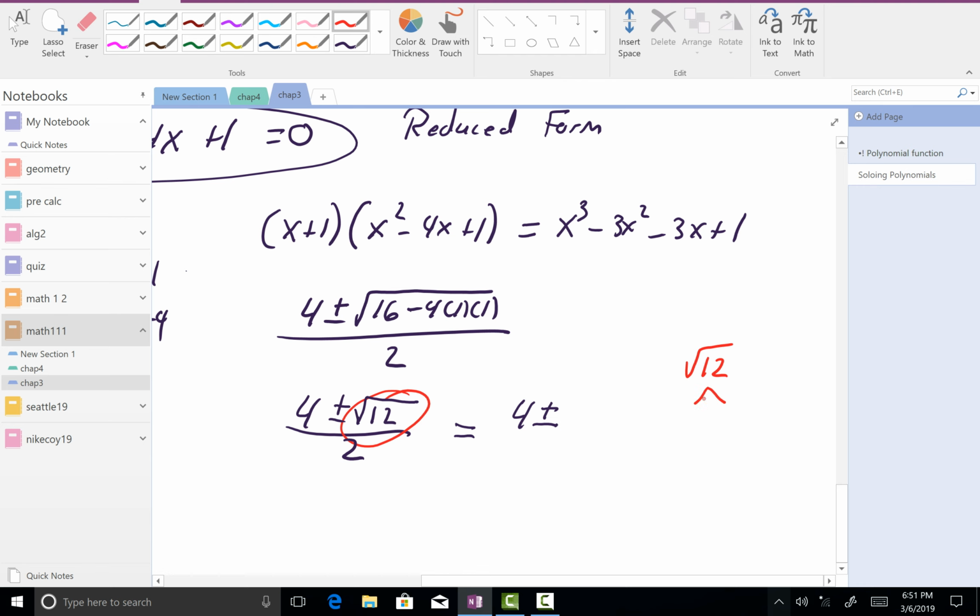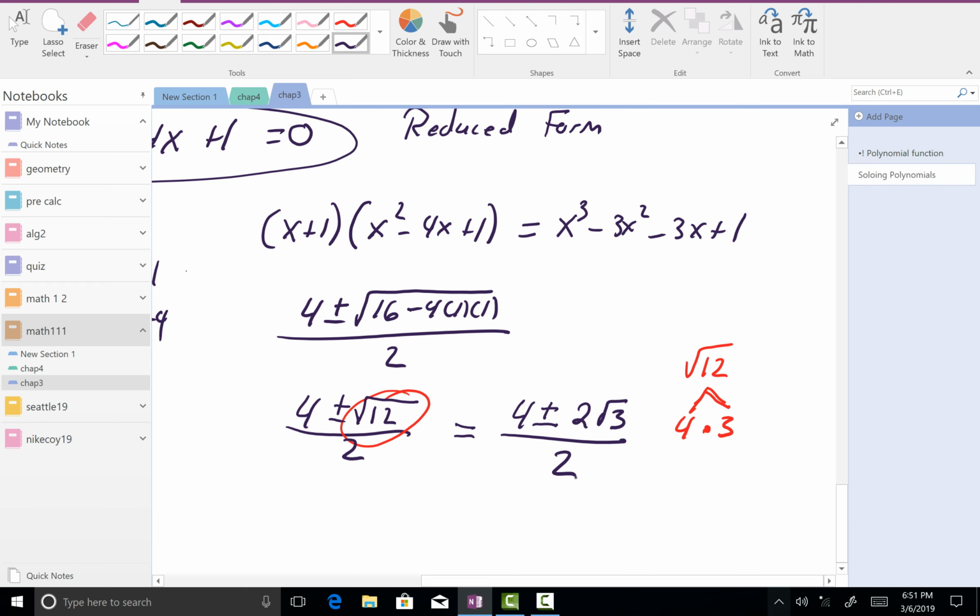So what does that mean? That means I can break this down into a perfect square and a number. A perfect square would be a number that has a nice square root, like 4. The square root of 4 is 2. 9, 16, 25, all those. So this could be broken down into 4 times 3. And then if I take the square root of 4, what am I going to get? 2. So this can be broken down into that.